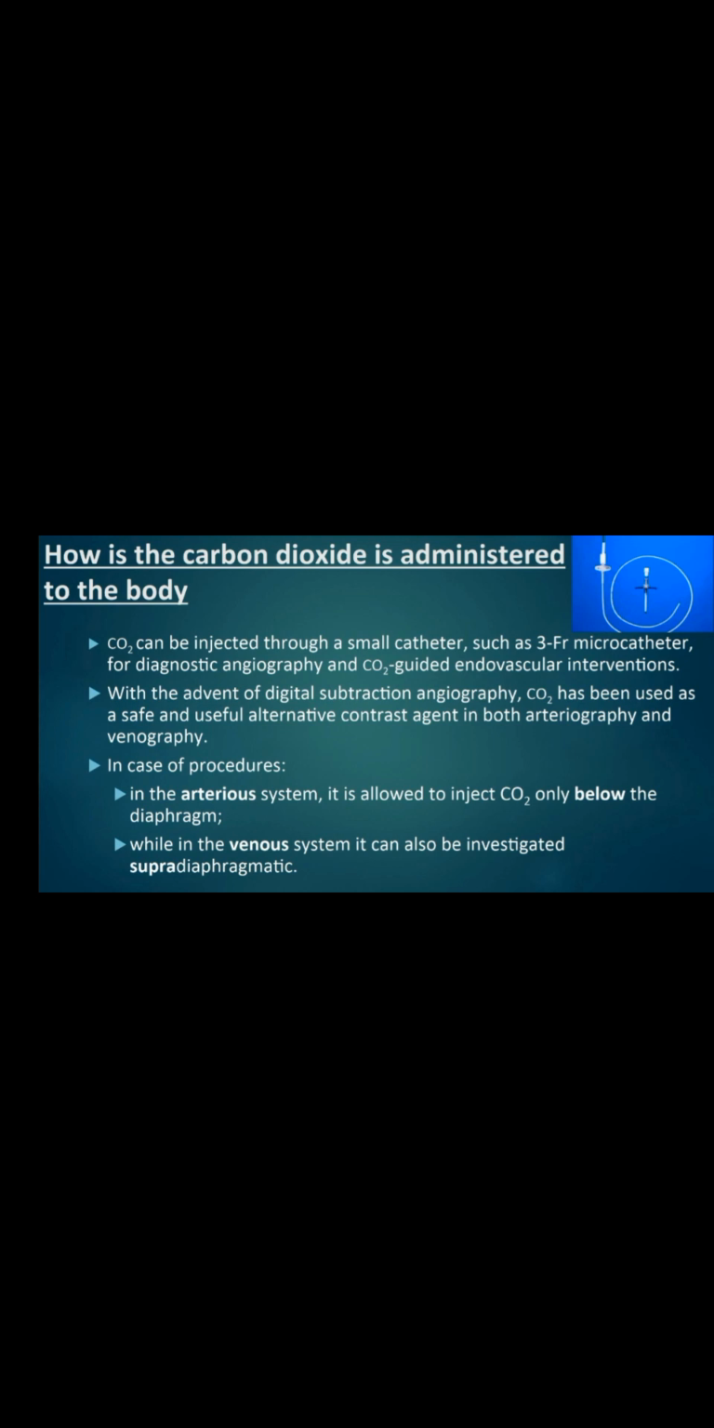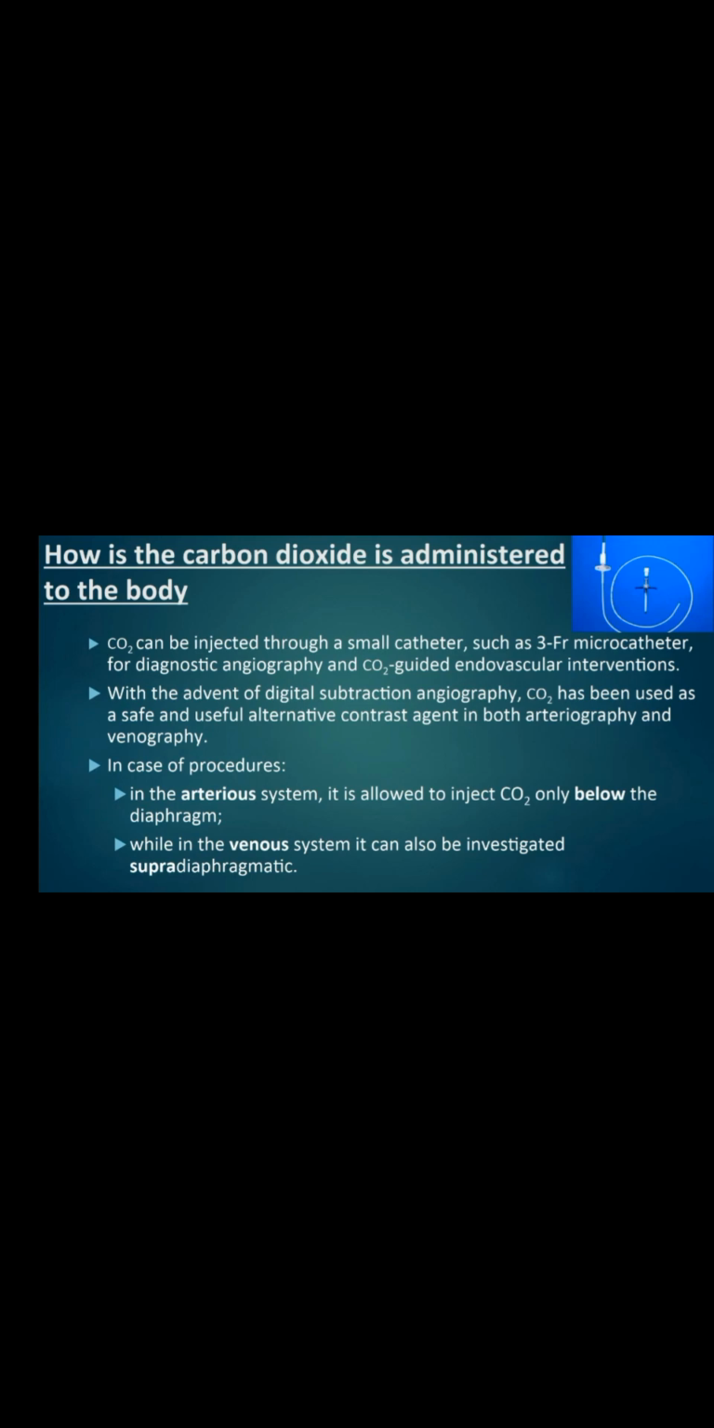When administering carbon dioxide into the body, carbon dioxide can be injected through a small catheter such as the 3FR microcatheter for the diagnostic process of angiography and carbon dioxide guided endovascular interventions. With the advent of digital subtraction angiography, carbon dioxide has been used as a safe and useful alternative contrast agent in both arteriography and venography.